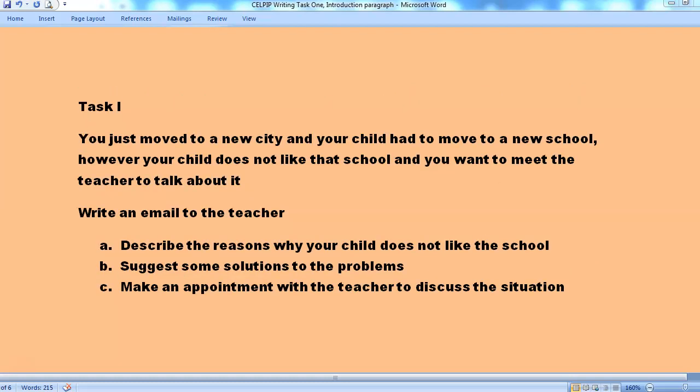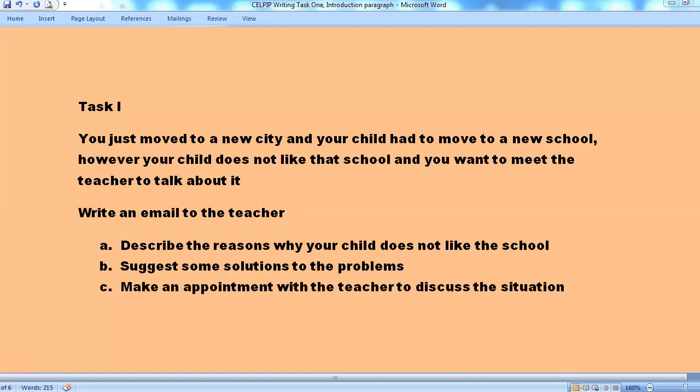Here, let's look at a question for the email writing, that is the task 1. Let's read through the question. You just moved to a new city and your child has to move to a new school. However, your child does not like that school and you want to meet the teacher to talk about it. Write an email to the teacher. Describe the reason why your child does not like the school. Suggest some solutions to the problems. Make an appointment with the teacher to discuss the situation.